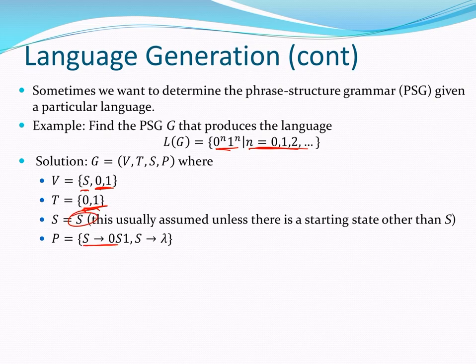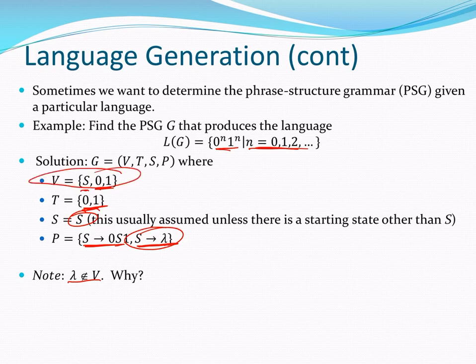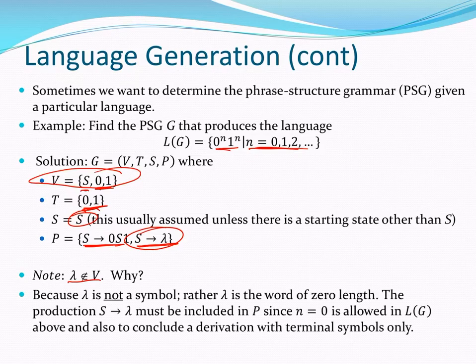Here are my productions. S produces 0S1, then S produces lambda. And I apply that any number of times, as many times as needed, n times, to get 0^n 1^n. But I have to be able to get rid of that S, and S produces the empty string allows that. And again, the empty string is not a member of the vocabulary because it is not something you can use to build a word. It just represents the string of length 0.